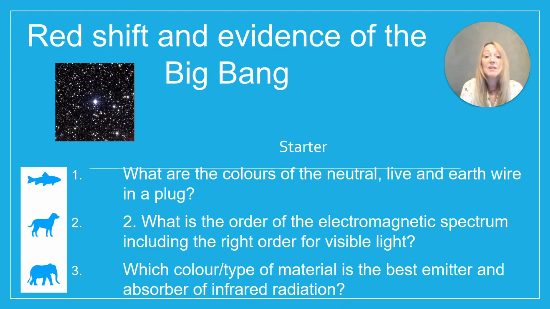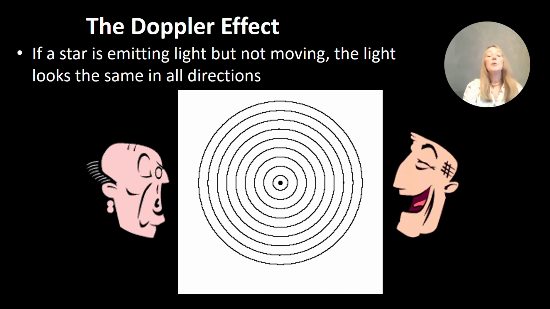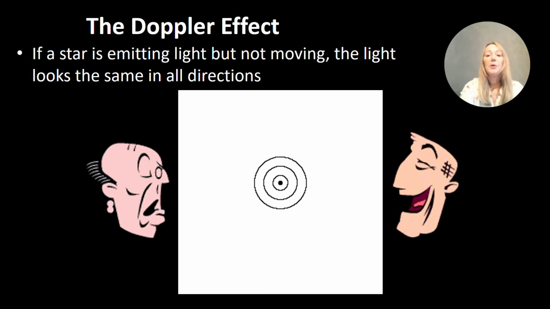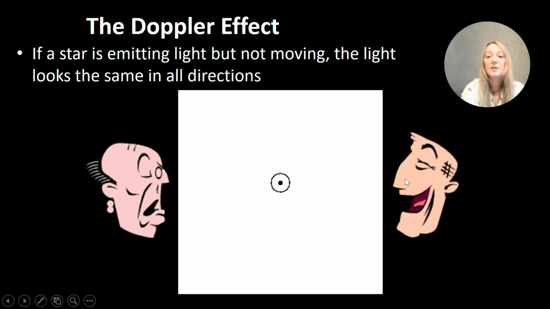So in this lesson we're going to look at 2 pieces of evidence that show that the Big Bang theory is correct. And the first one we need to look at is redshift, and then we're going to look at background microwave radiation. So if we consider the picture below, we've got 2 people observing a star from different sides of the universe.